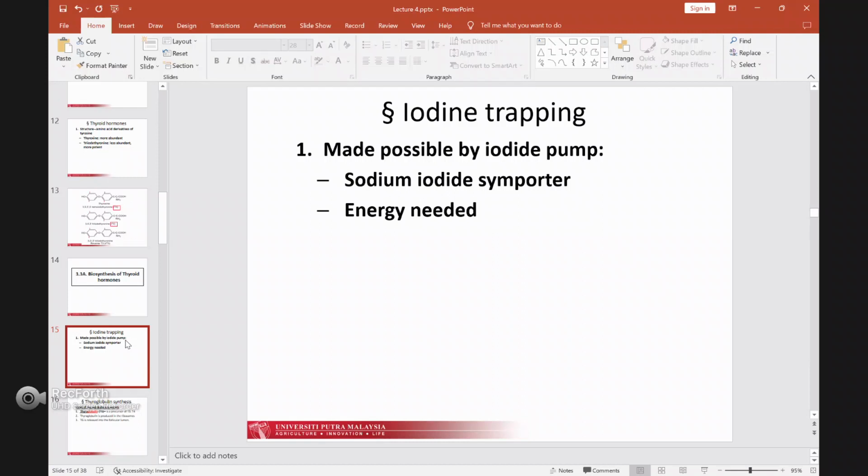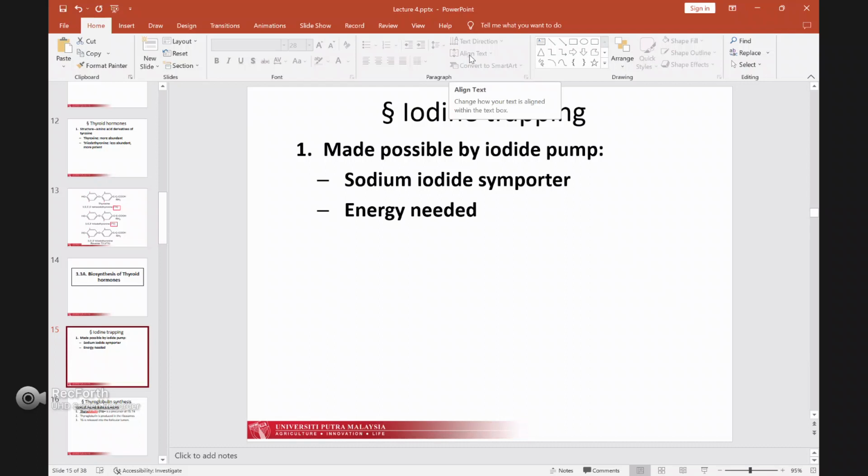So how do the cells in the thyroid gland get the iodine? Iodine actually comes from your diet. If you eat something that contains iodine, like seafood, the iodine will be released into your blood circulation. In order to get this iodine from the blood circulation, the cells in the thyroid gland have a pump, which is the iodide pump. The function of this pump is to pump the iodine from the blood into the cells, to be used as the precursor for the production of thyroid hormone.